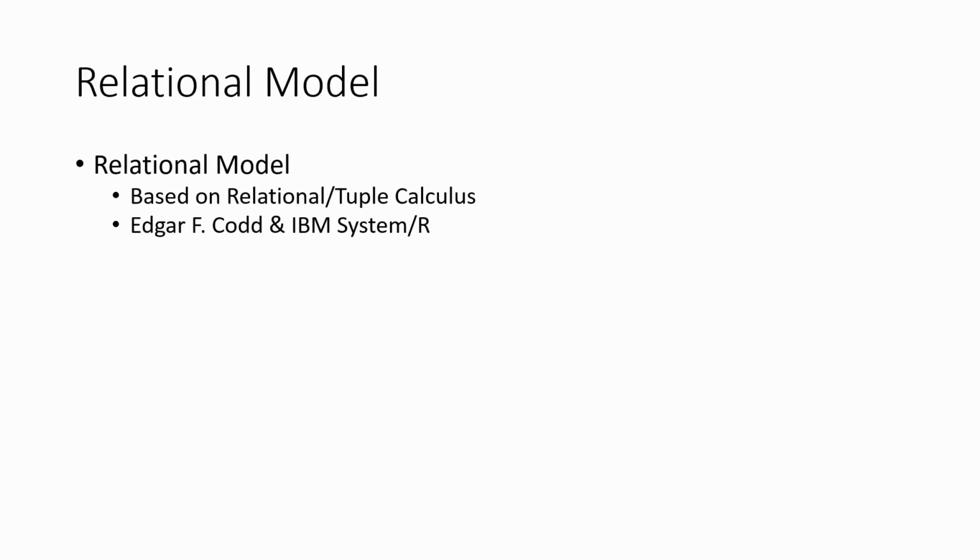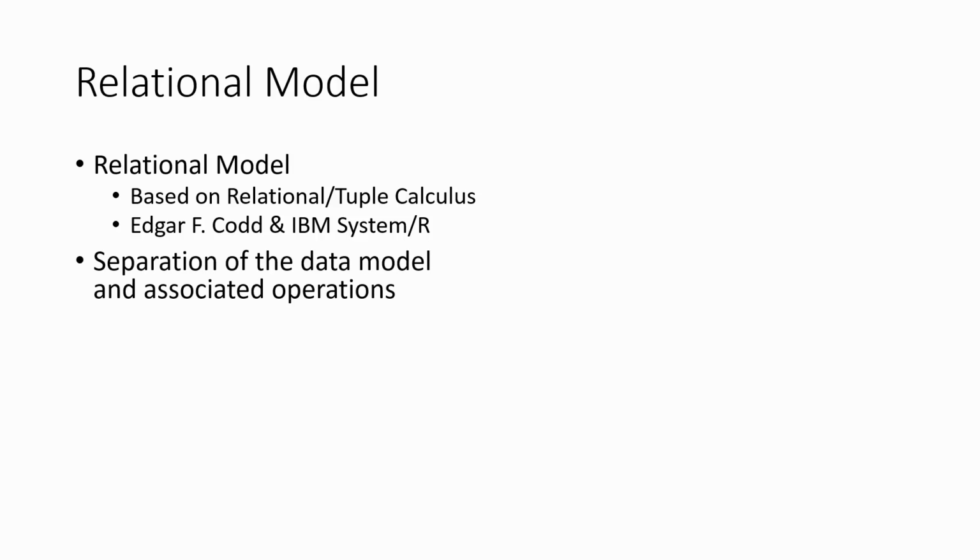The major revolution in databases came with the advent of the relational model. It was based on the idea of relational or tuple calculus, and the primary inventor of the relational model was Edgar F. Codd, and one of the first systems to use the relational database model was the IBM System R. The main idea in the relational model is to separate the data model and its associated operations. In the navigational model, you have these pointers between records, but if you wanted to access the data in some other form, you still needed to go through these individual pointers.